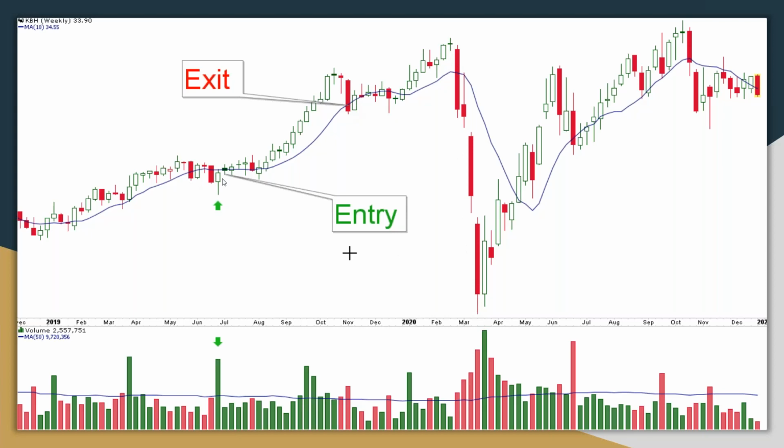Just because it has a reversal doesn't mean I'm going to hold it forever. I'm going to follow my trade management rules, and the trade management is going to tell me when to get in. That's going to tell me when to get out. Okay.